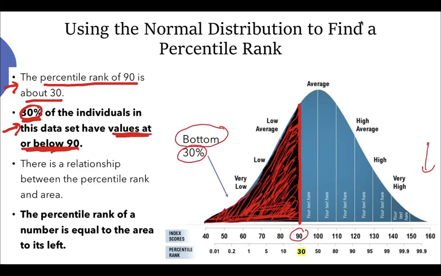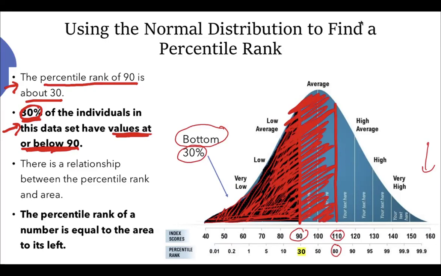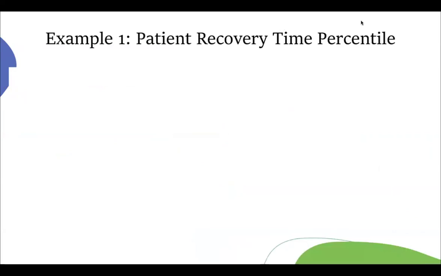If we look at other numbers here, let me pick 110 and 80. We could say that the percentile rank of 110 is 80. And that could mean that 80% of area is to the left of 110. 80% of area is at or below 110. The percentile rank of 110 is 80. So let's do some more examples, and hopefully this tends to set in.